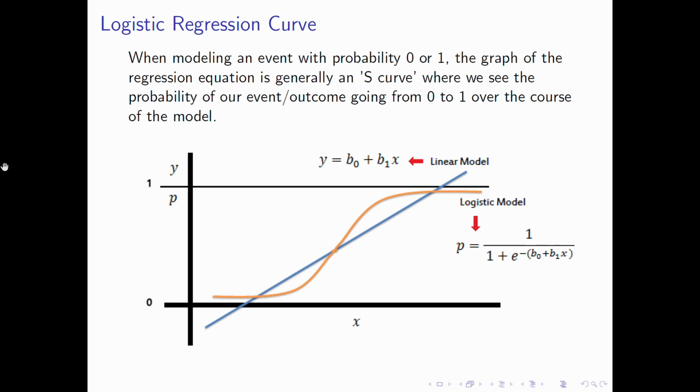When modeling an event with probability 0 or 1, the graph of the regression equation is generally considered to be an S-curve, where you see over the course of the x predictor, the probability of y eventually goes up to 1, and usually in a relatively rapid fashion. And here you see a nice little graphic where you have a linear model that's going through the line, but if in fact it's logistic data, it may be better to fit your data along that S-curve. It would be more telling than just having it be that straight line.